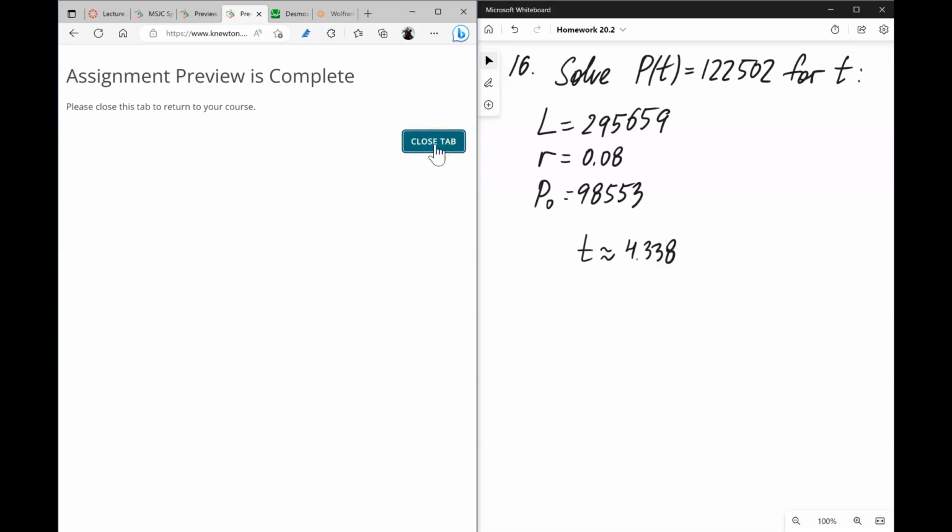And we completed this assignment. If you have any questions about the logistic equation and how to use it in applications, please reach out.